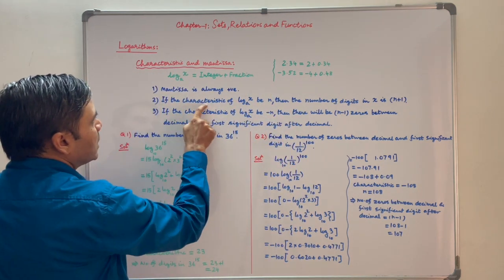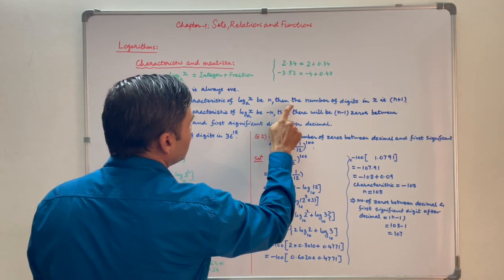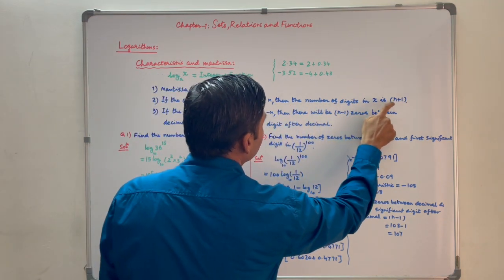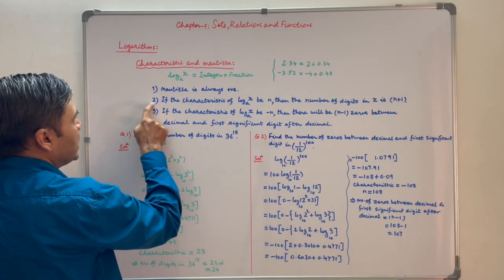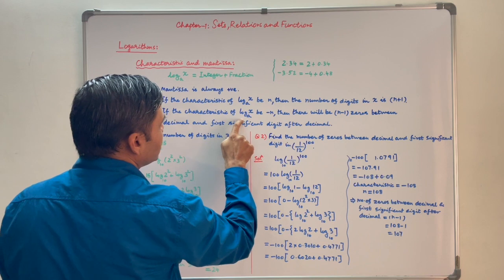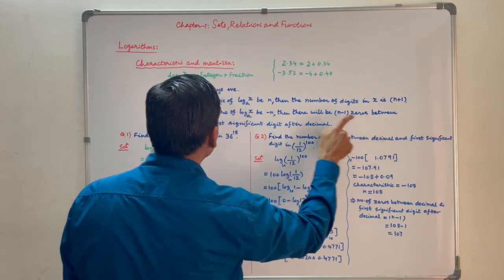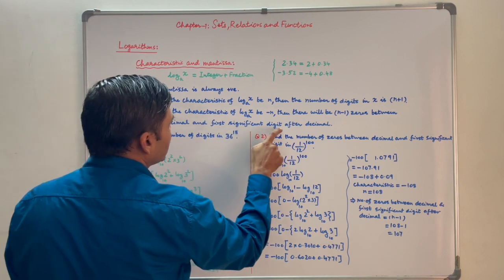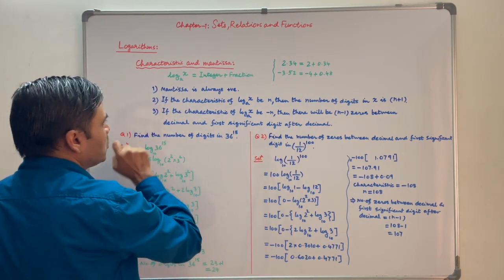Second point, if the characteristic of log x to the base a be n, then the number of digits in x is n plus 1. We will see one question based on this point. Third point, if the characteristic of log x to the base a be minus n, then there will be n minus 1 zeros between decimal and first significant digit after decimal. We will see a question based on this point.